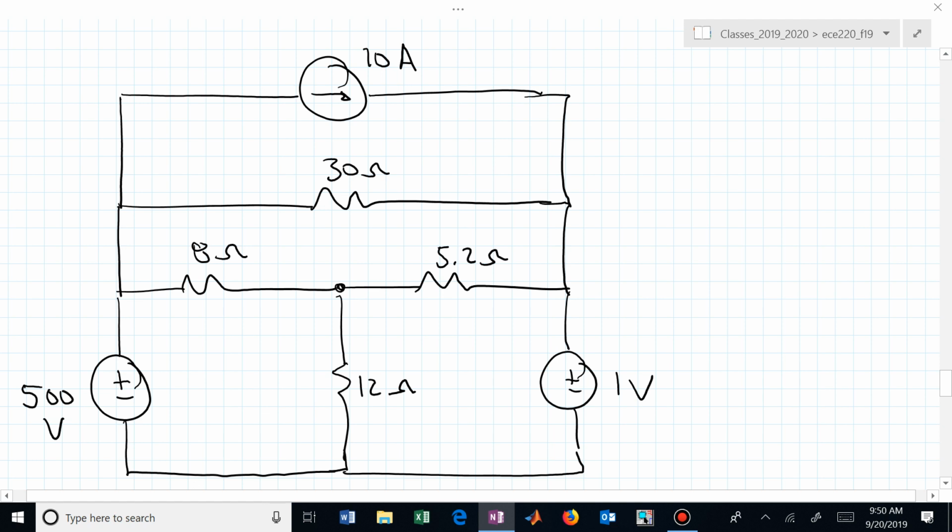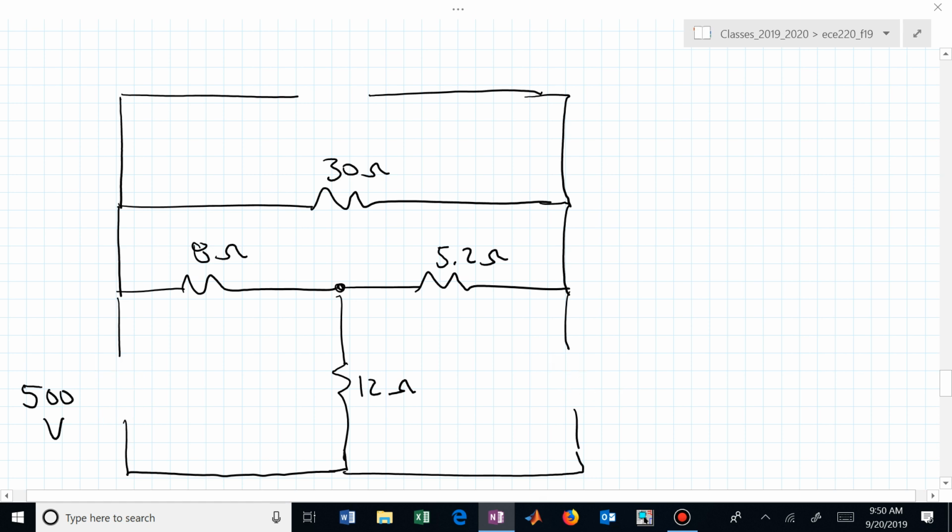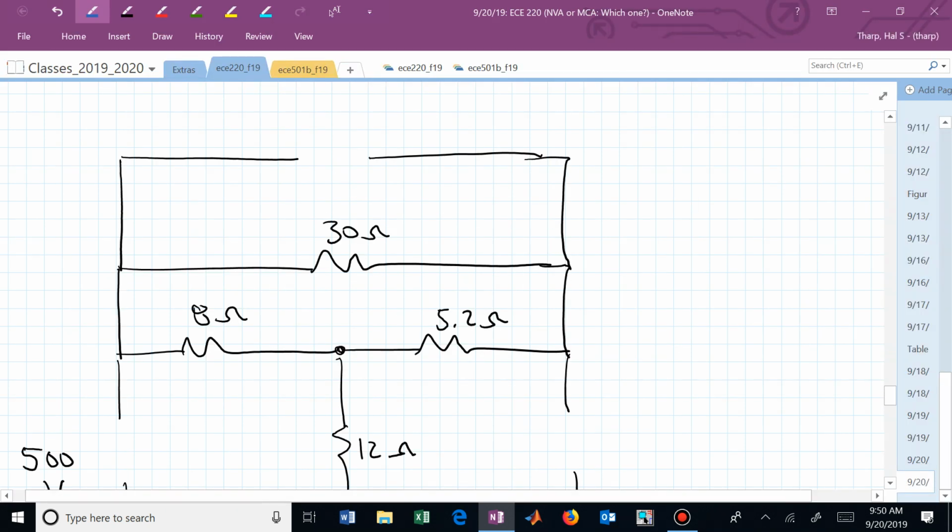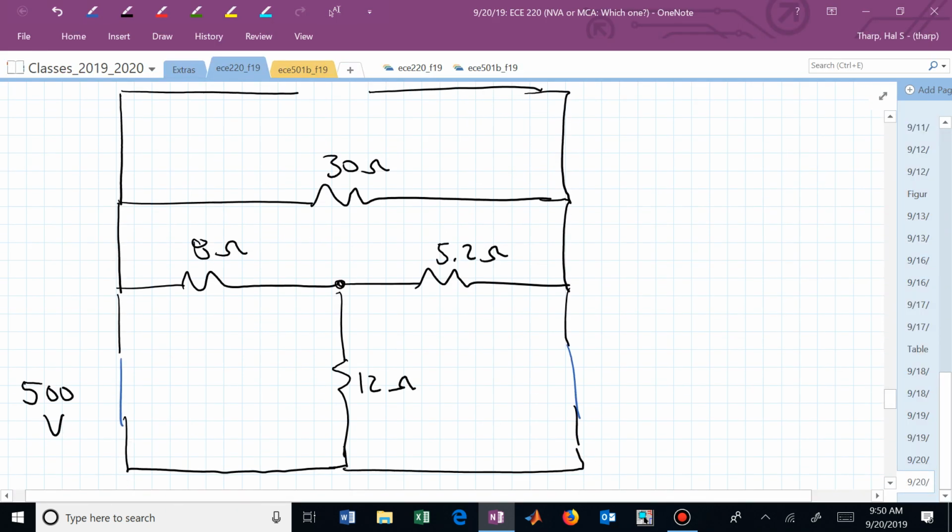But here, how would I zero this out? How would I deactivate my sources? Independent sources. How would I do that? I can get rid of that. And I can do this. What color am I? Blue, good. Now what do I have?